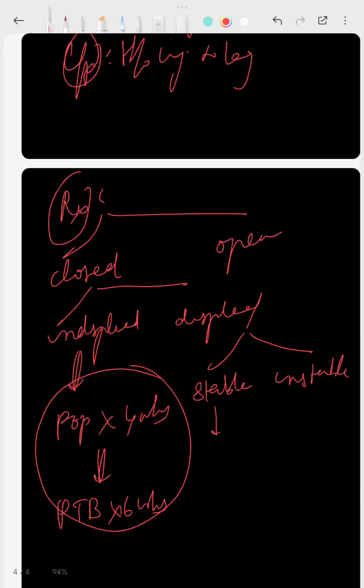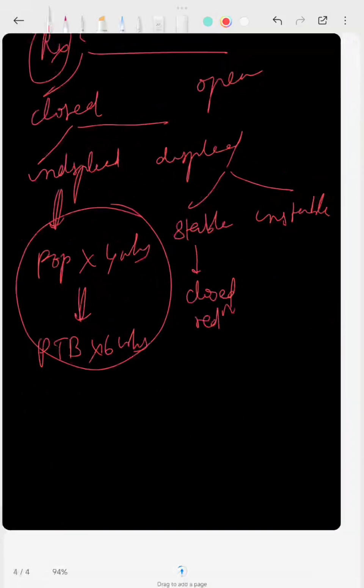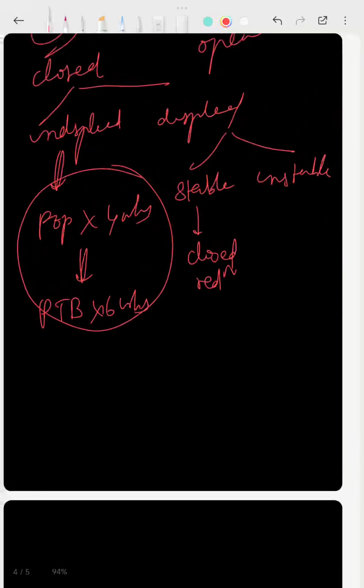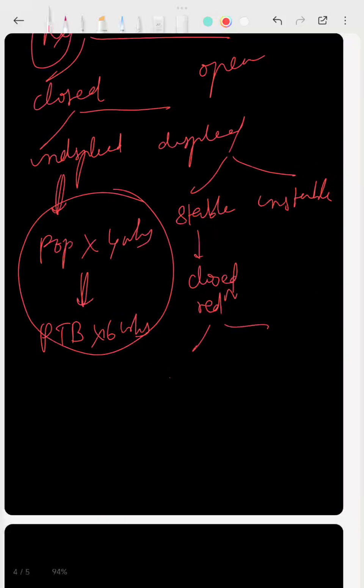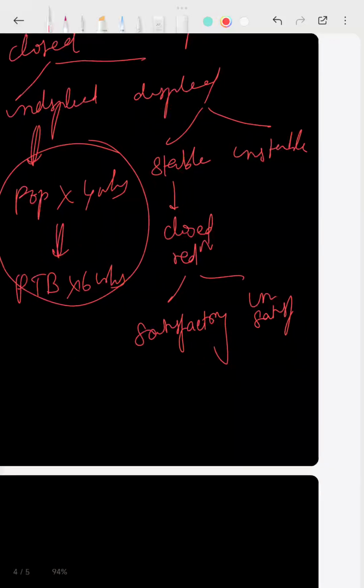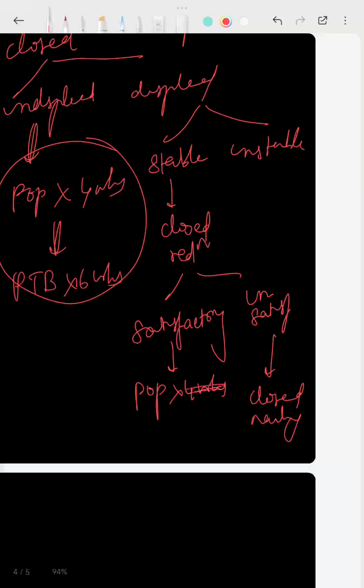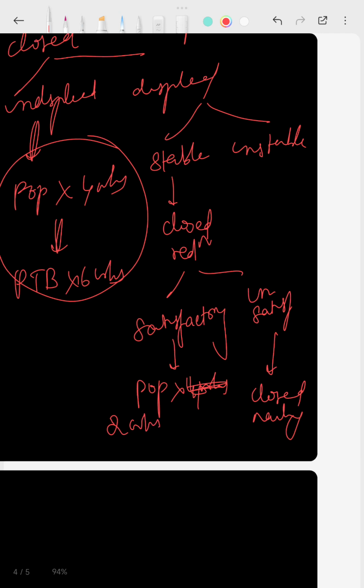If it is stable, you will do closed reduction. In closed reduction, you can get a satisfactory result or an unsatisfactory result. If it is an unsatisfactory result, you will do closed nailing. If it is a satisfactory result, then you will do POP for 4 weeks, change the POP at 2 weeks and check X-ray.